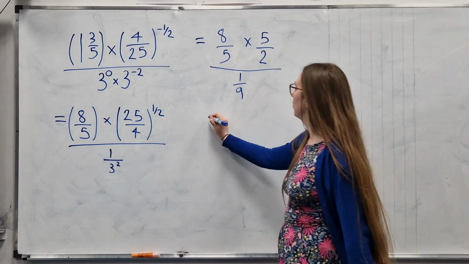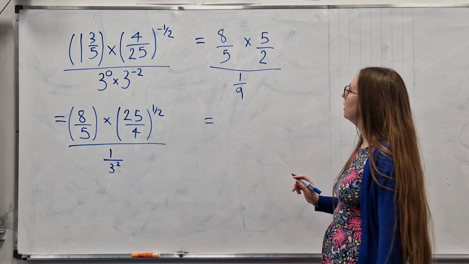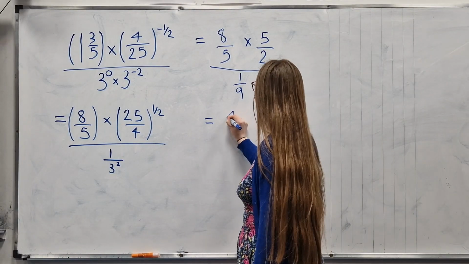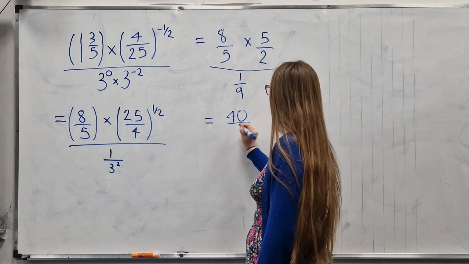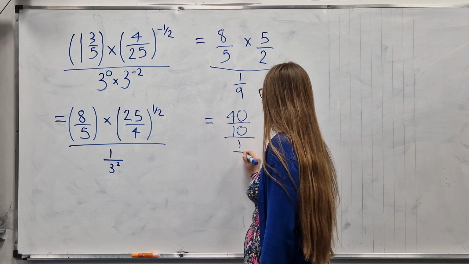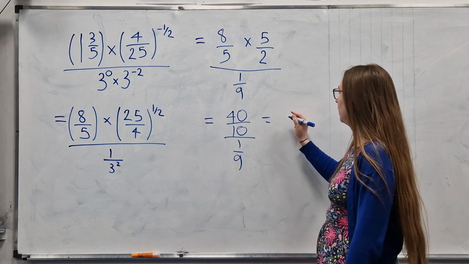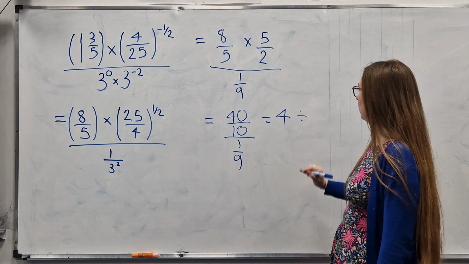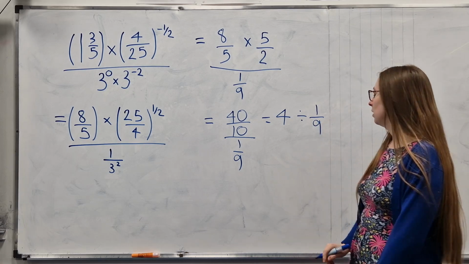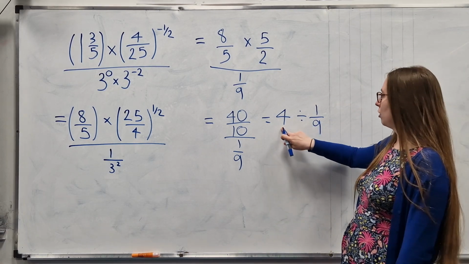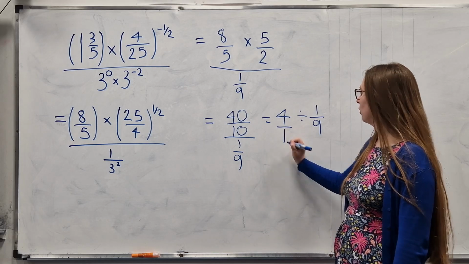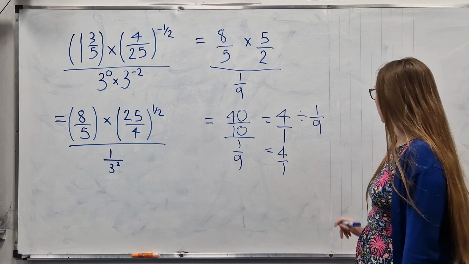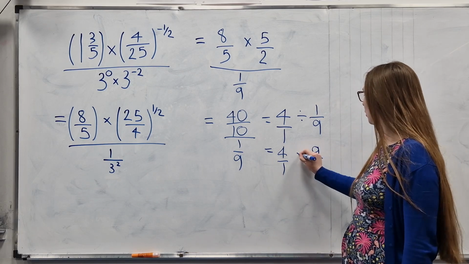Okay, so now I'll multiply out the numerator. So we've got 8 over 5 times 5 over 2, so 8 times 5 is 40, and then 5 times 2 is 10, and that's still over 1 over 9, and then 40 over 10 is obviously 4, but now I'm going to write this as divided by 1 over 9, and then I'm going to do my keep flip change. So I'm going to keep this, I'm going to flip this, and I'm going to change that to a multiplication.